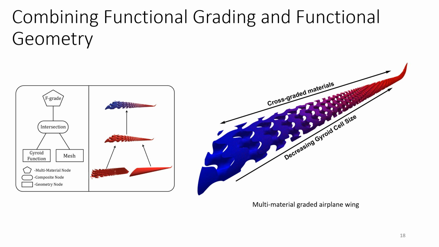And then on top of that, we're actually cross-grading materials. So we've got the blue material that transitions to the red material. Perhaps this is done for lightweighting or thermal characteristics.